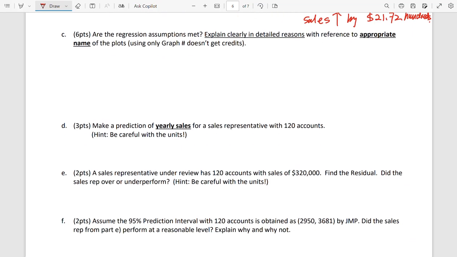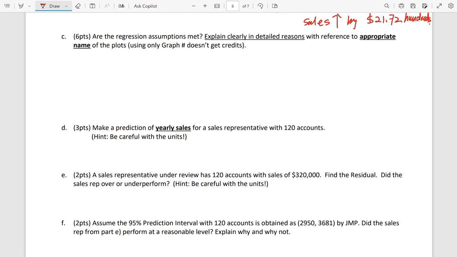All right, okay, so then number 3. Are the regression assumptions met? I want you to explain clearly in detail reasons and reference the appropriate name of the plots, right? So using only the graph number doesn't get credit. That means first you need to show me what the assumptions are. For regression, we have a total of 4 assumptions. The first one, linearity. Next one, independence. Next one, equal variance assumption. Last one, normality assumption, right?